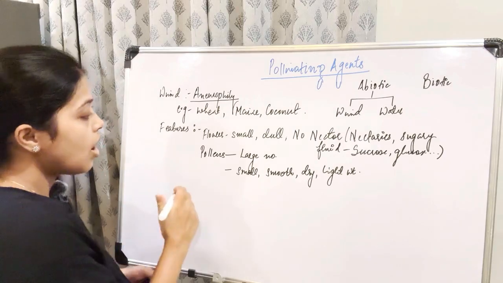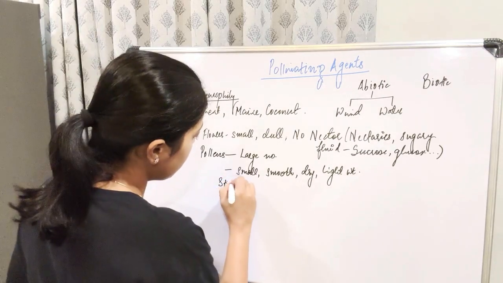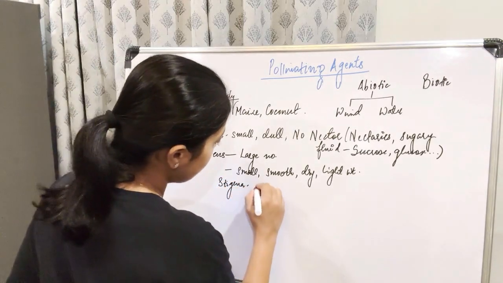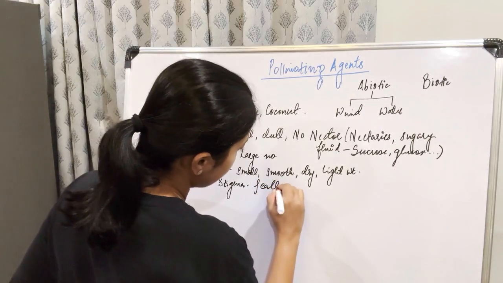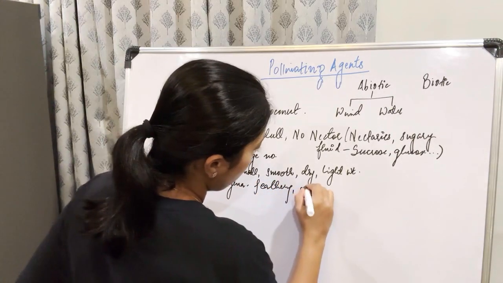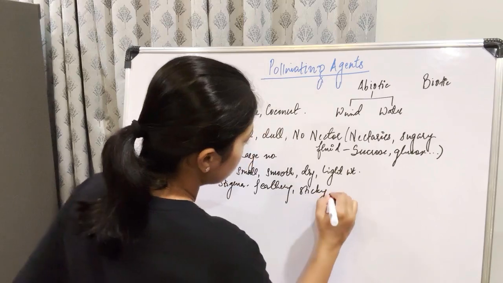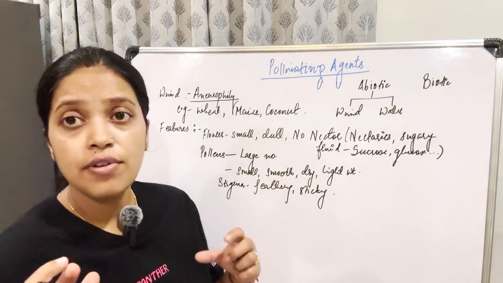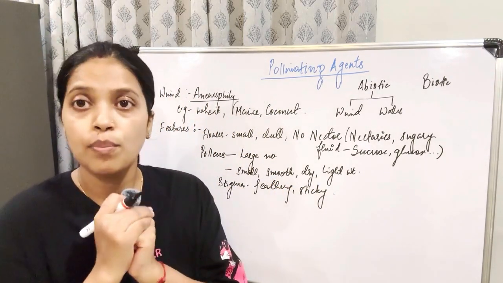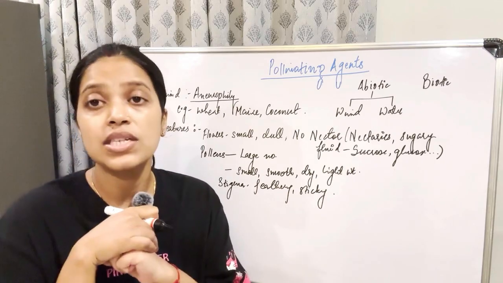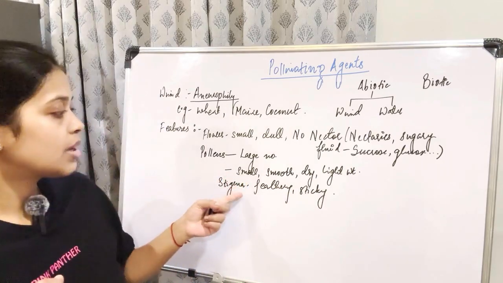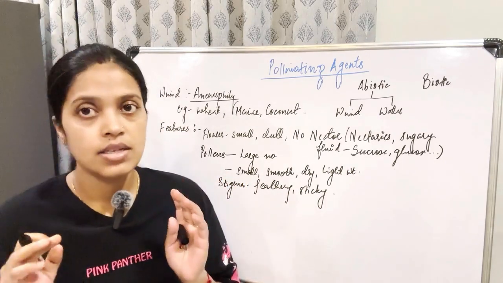Okay, now here the stigma has to be feathery or sticky. Reason being, if it is feathery, it will grasp the pollen, and if it is sticky, the pollen will stick to it. So the stigma has to be feathery or sticky.